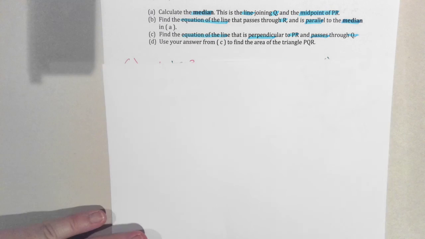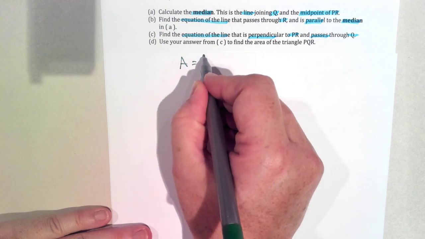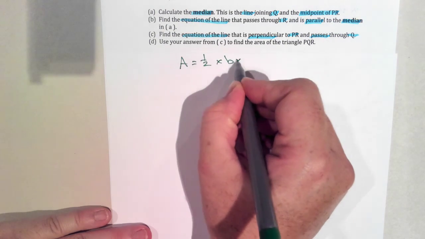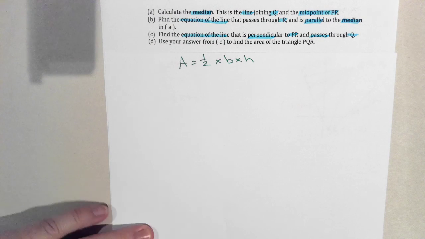In fact, just before we do that, let's think area of a triangle. What's the formula for area of a triangle? Half of the base times the height. Yes, so that's what we've got to do. It's what we've got to get to. How are we going to get there?